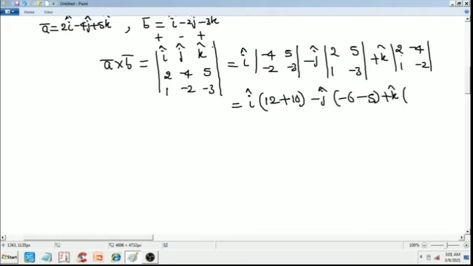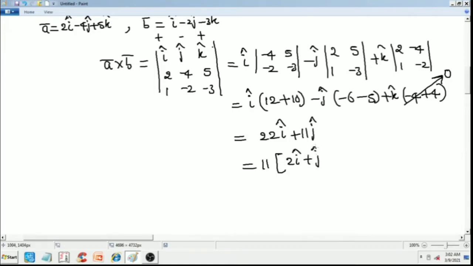Plus k bar into AD minus BC: minus 4 plus 4, so that becomes 0. And remaining here is minus 2 i bar, this is 11. Minus 11 minus plus, plus 11 j bar. Take 11 common. Then this is 2i plus j bar. This is A cross B bar.